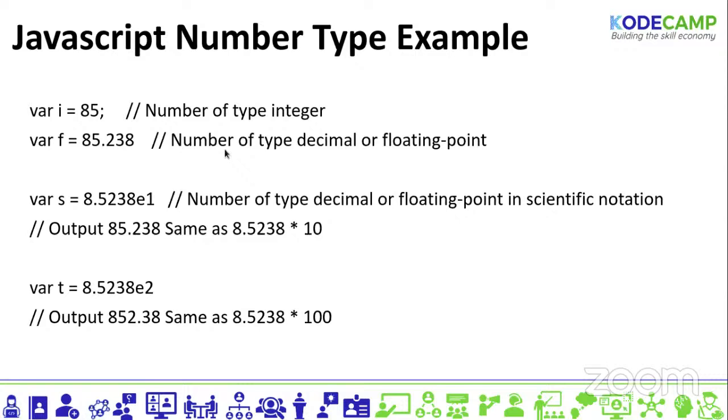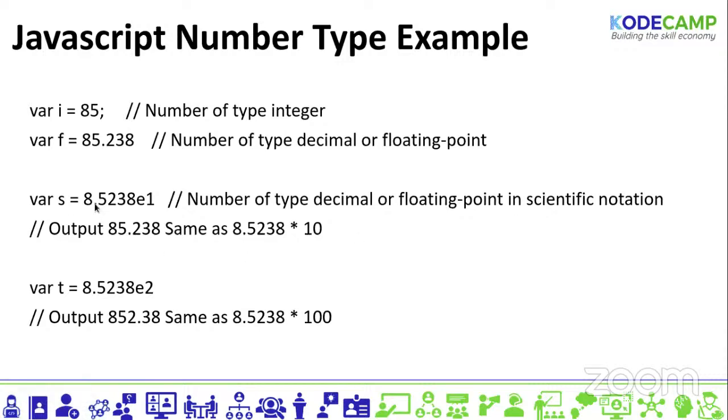Then this one, 85.238. This is still a number type, but in some other languages this would be called a floating point data type. But here it's still regarded as a number. Then here we have 85238e1. This is a floating point number with a scientific notation.